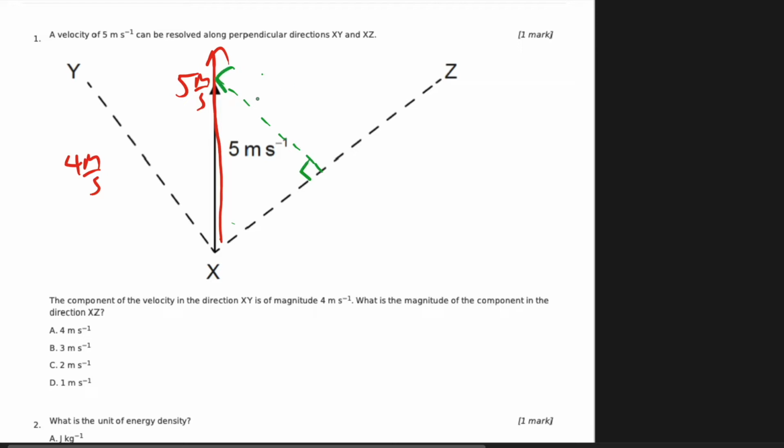And this line has a magnitude of 4 meters per second. Now we just need to solve for XZ. So you can just use the Pythagorean theorem. So 5 squared minus 4 squared is equal to 3 squared. So XZ has a magnitude of 3 meters per second.